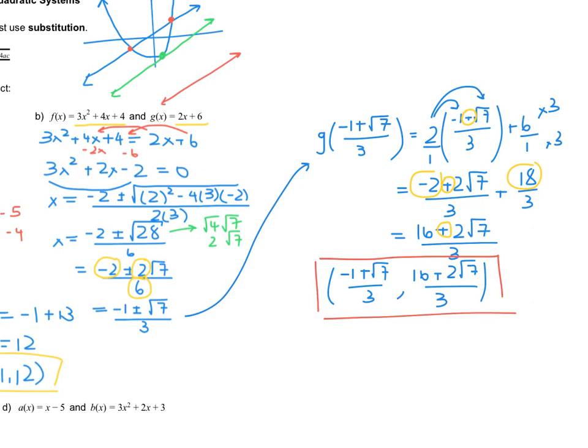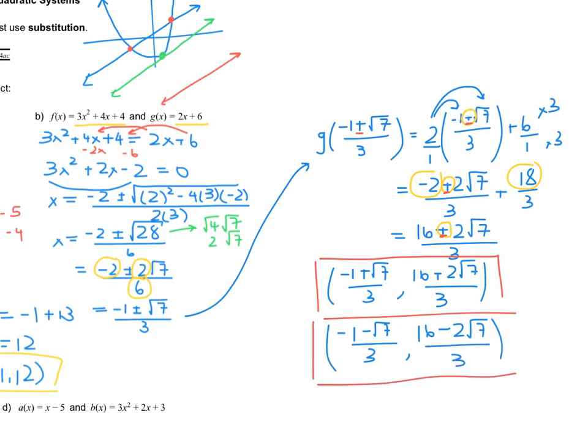And if you wanted to, you could have actually done this all at once. So I could have had plus or minus throughout. And you would notice that because there is no other radical that I'm ever going to combine it with, it won't change. So my second point of intersection is going to be (-1 minus root 7)/3, comma, (16 minus 2 root 7)/3. And that's it for this one.